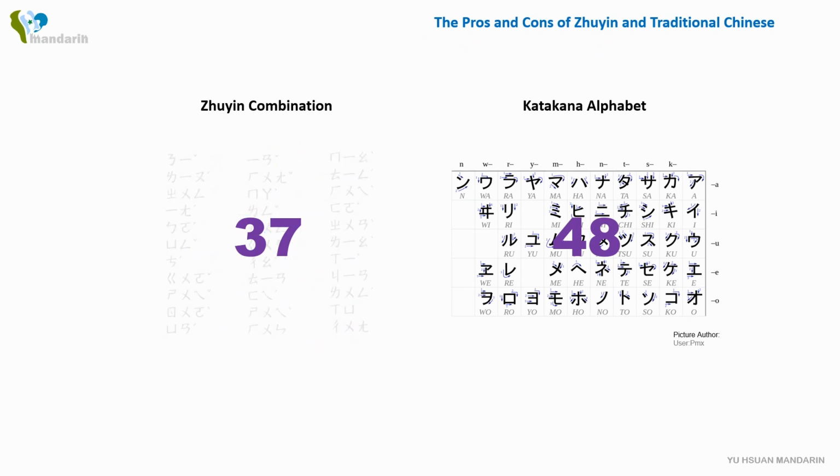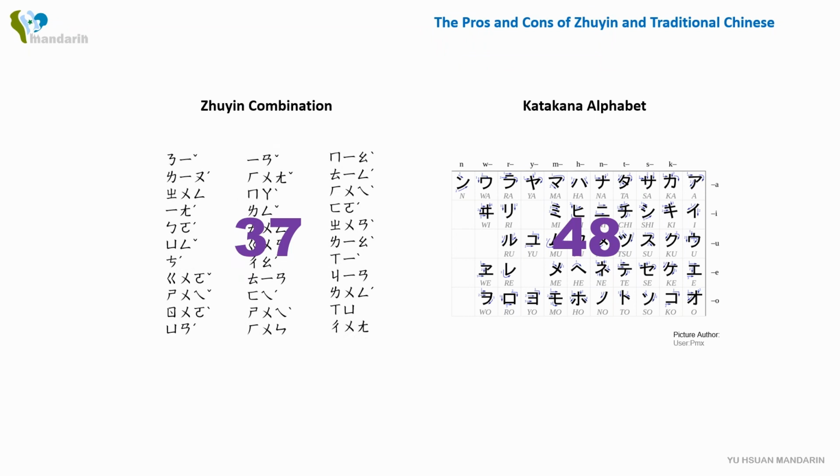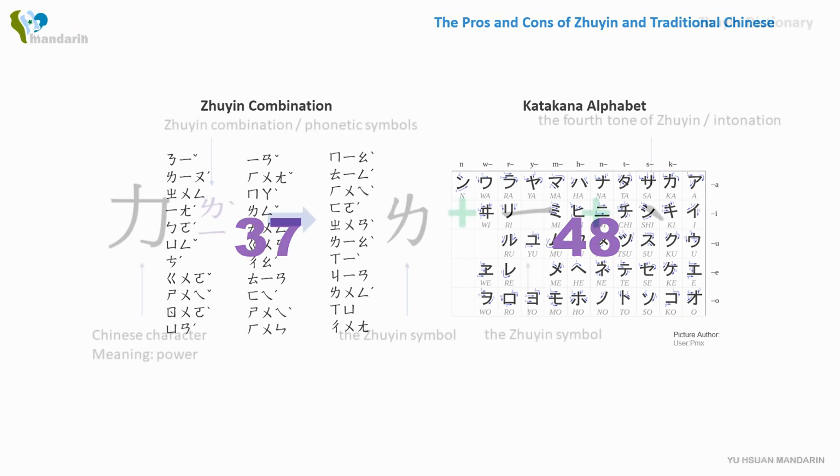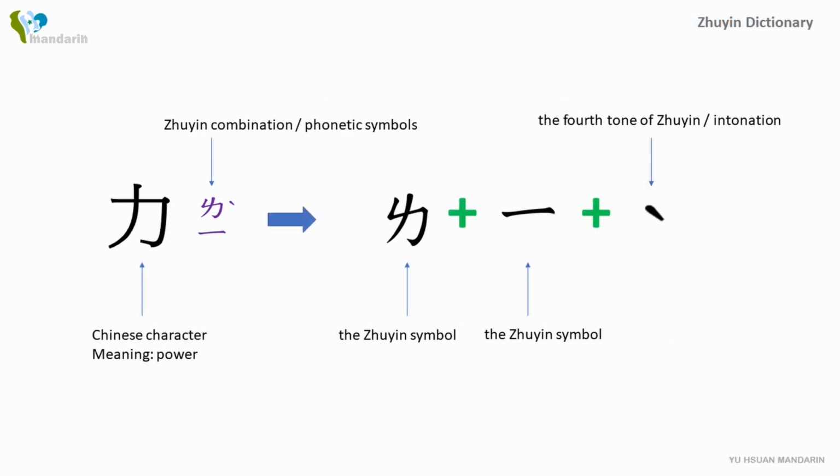Just like you need to learn the 48 symbols of the katakana alphabet if you want to learn Japanese. So you only need to remember the pronunciation of these 37 symbol sounds, practice flexibly, and combine the accent of each Zhuyin phonetic symbol and its 4 tones. As a result, you can master the most standard and clear Chinese pronunciation.